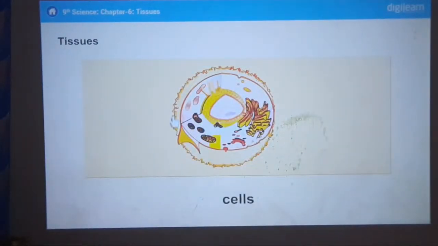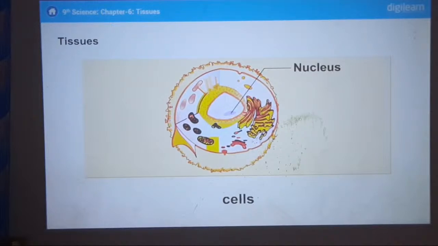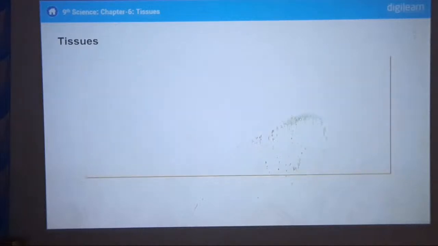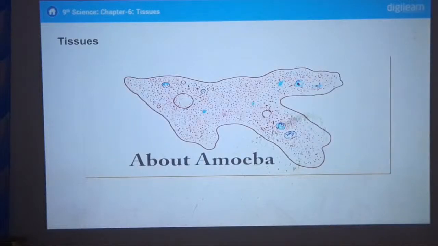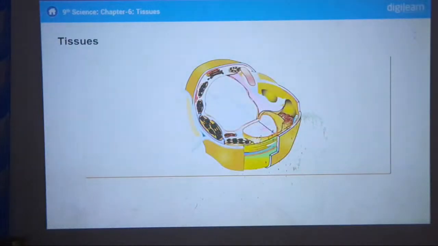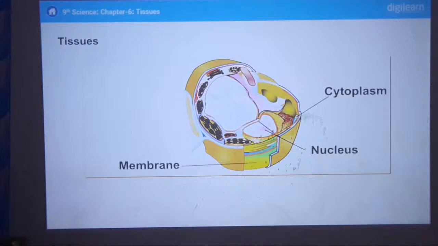Tissues. All living beings are made up of cells. Some organisms are made up of a single cell and they are called unicellular organisms. They are able to perform all the activities of life, for example, amoeba, paramecium. In multicellular organisms, the structure of the body is more complex and is formed of a large number of cells specialized for specific functions.